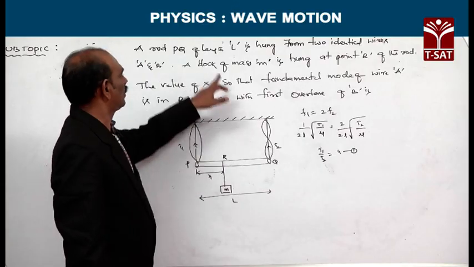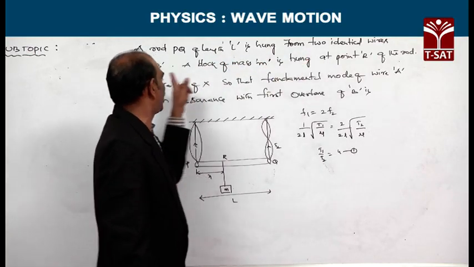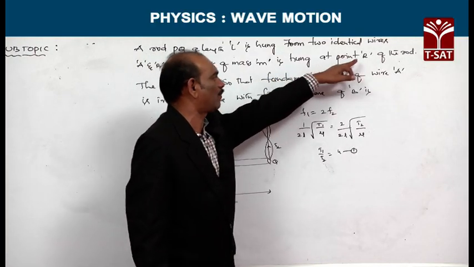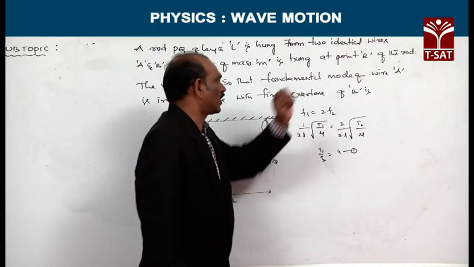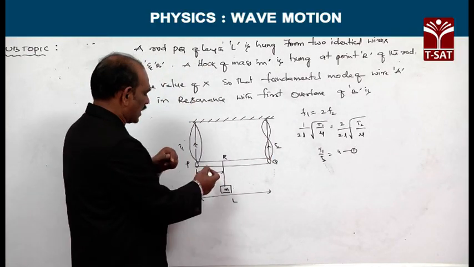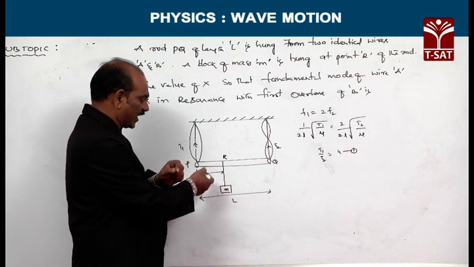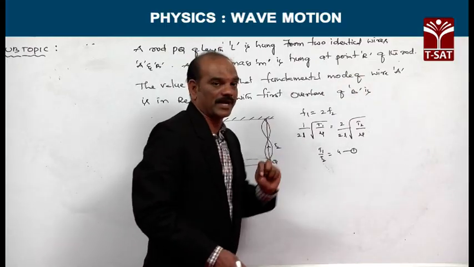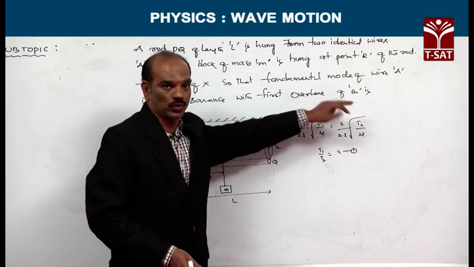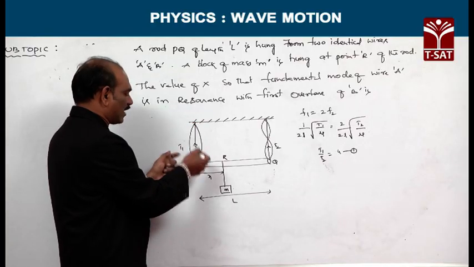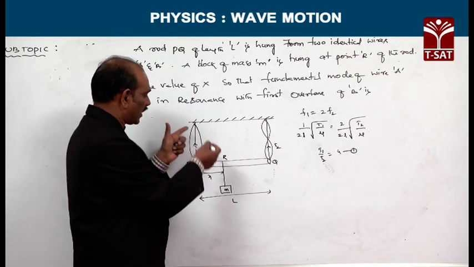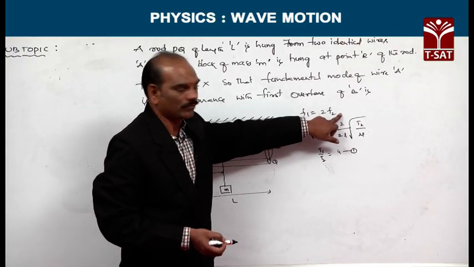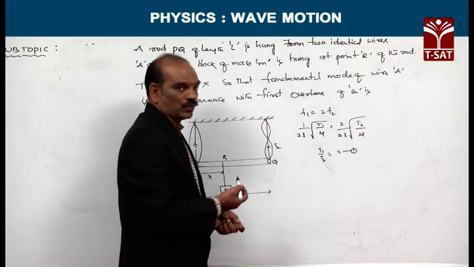A rod PQ of length L is hung from two identical wires. These two wires are identical. A block of mass small m is hung at a point R of the rod. He is asking us to find the value of x, the distance of the load from this end, so that the first wire is vibrating in the fundamental mode and the second wire in the first overtone. See, here one loop is formed, here two loops are formed. The frequency of the first wire is F1, the frequency of the second wire is F2. Therefore, F1 is equal to 2F2 as given in the problem.